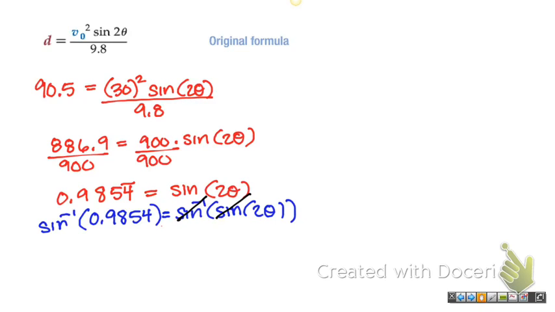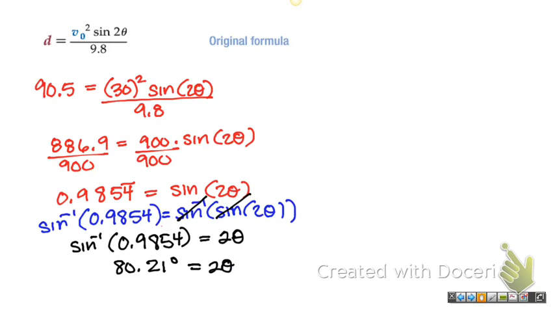These cancel. And the inverse sine of this number is going to equal 2 theta. So let's take an inverse sine of this value. And we get 80.21 degrees equals 2 theta. And that means that theta is equal to 40.1 degrees. Okay, so that's if we're in the first quadrant.